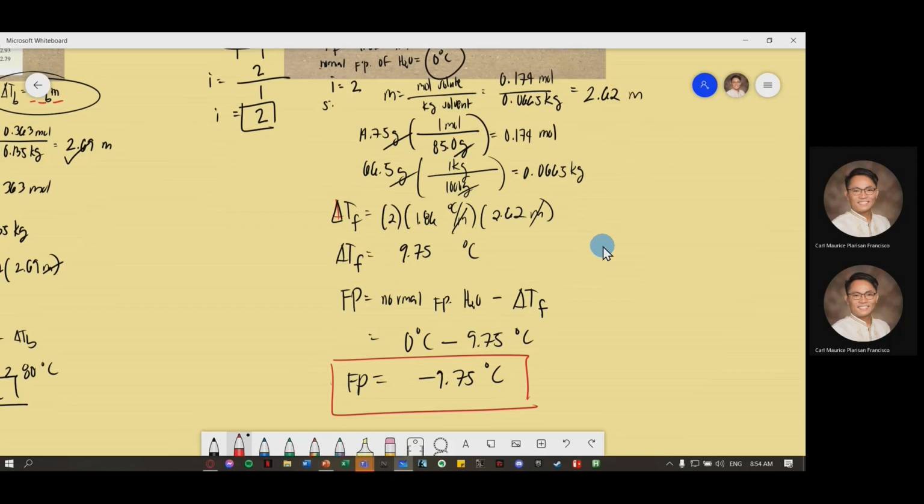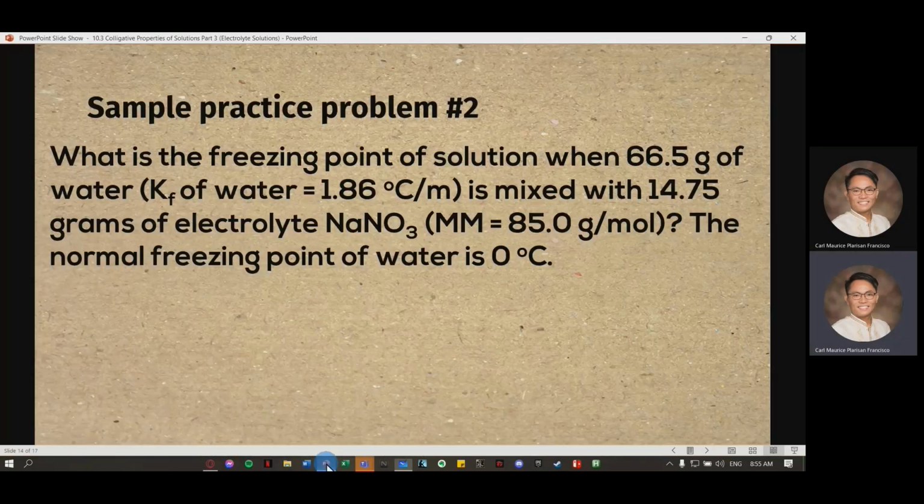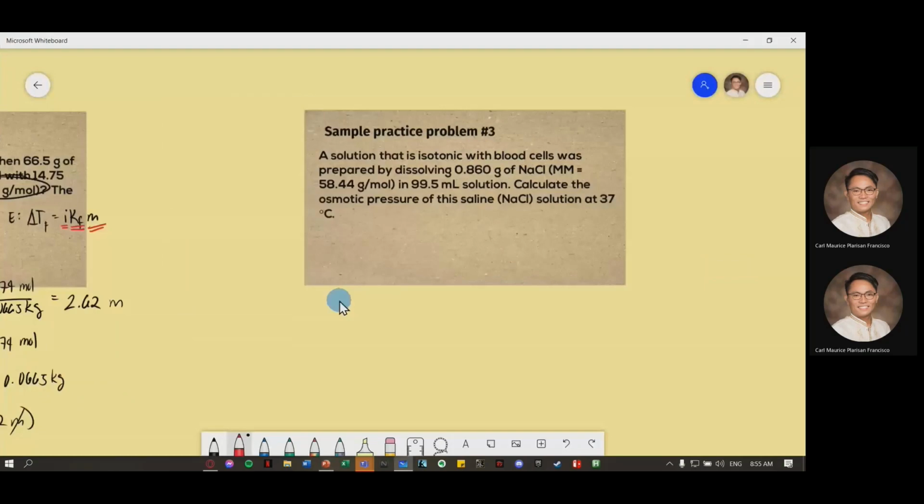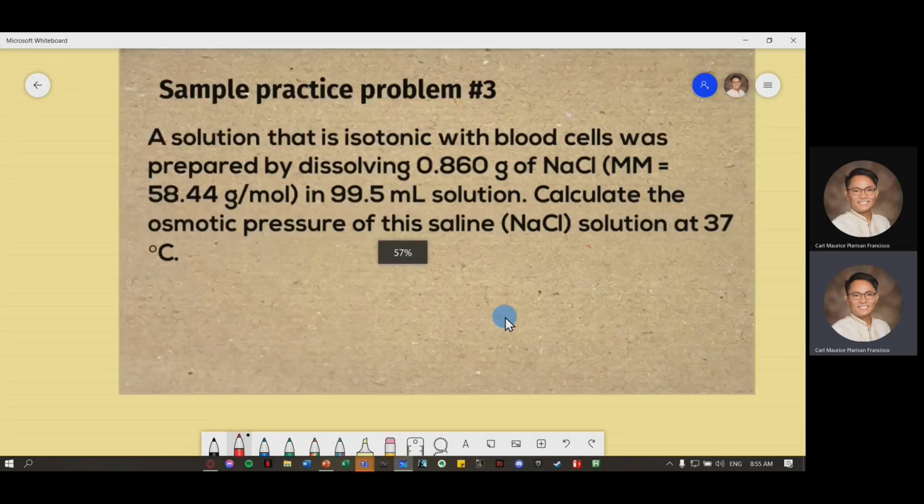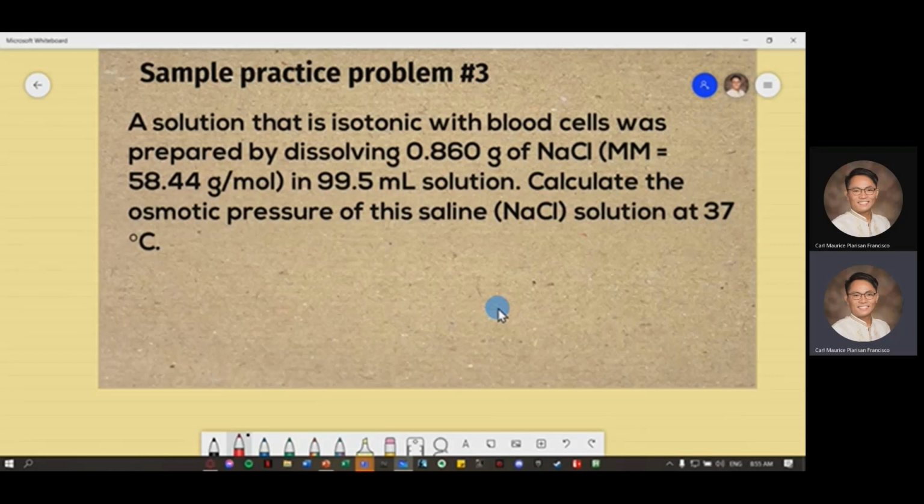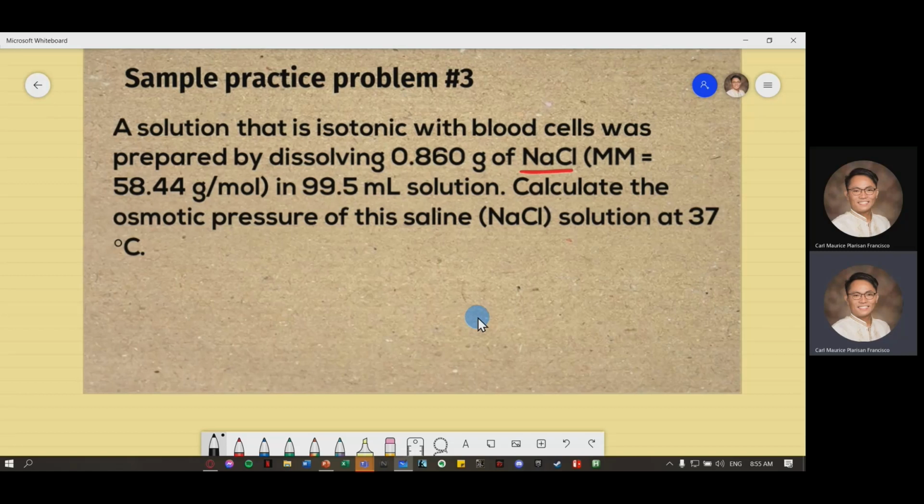Okay, last one, last example. Sample practice problem number 3. A solution that is isotonic with blood cells was prepared by dissolving 0.860 grams of sodium chloride once again. So sodium chloride is an electrolyte. So be aware that this will be another form of colligative property for electrolyte equation. In 99.5 milliliter solution, calculate the osmotic pressure of this saline sodium chloride solution at 37 degrees Celsius.